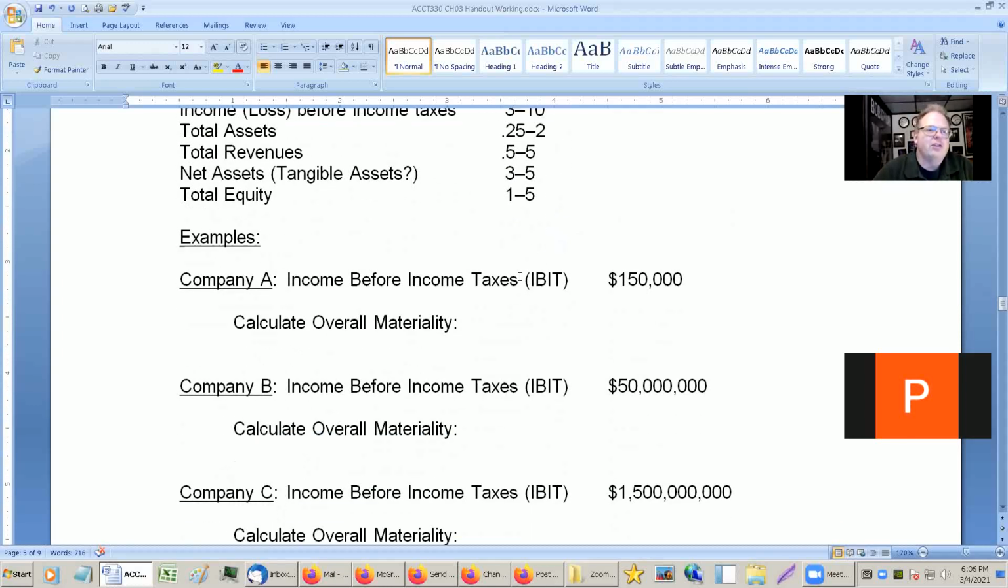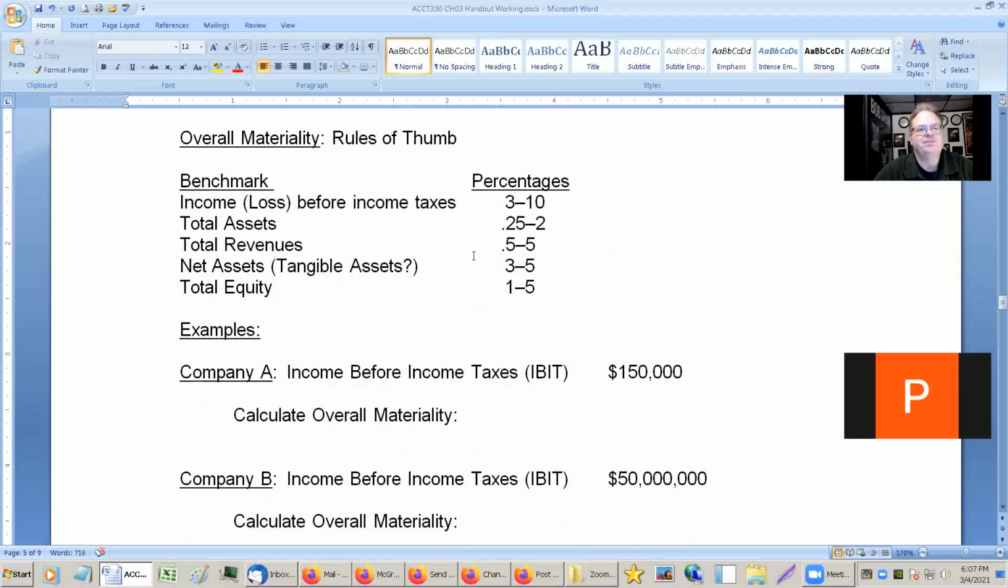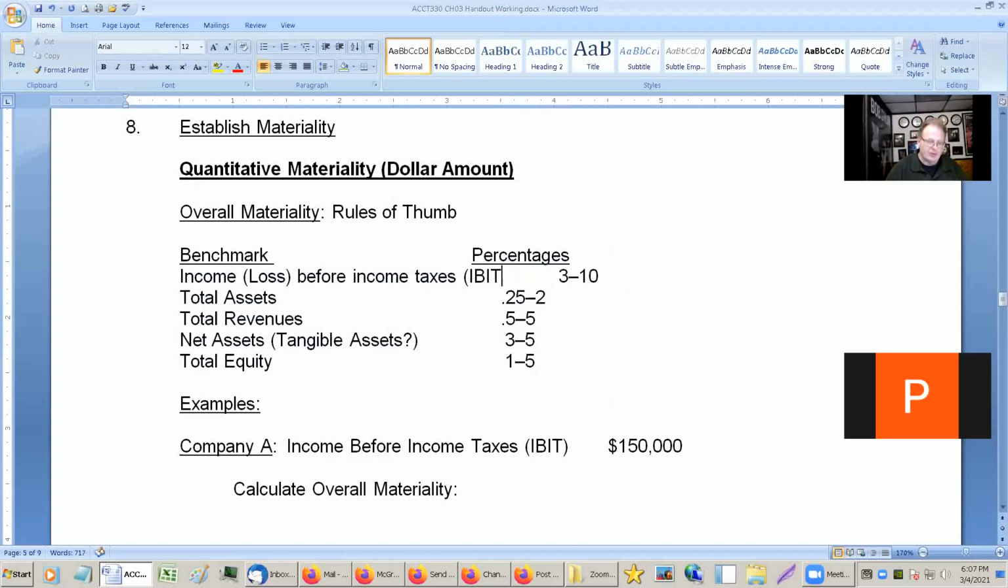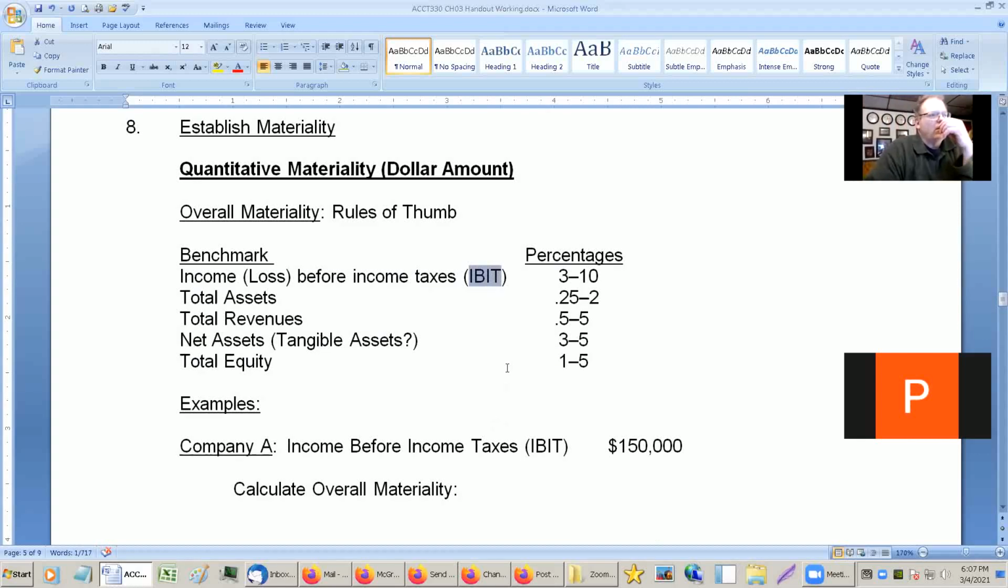Okay, so what we're going to do is, here's some rules of thumb that we have here. And this first one I'm going to use as our estimate. You could use any one of them. Let me use this one. This is in your finance class. They probably talk about the income before income taxes. It's a number they always talk about. I'll put this down. So, this is one we're going to use here.